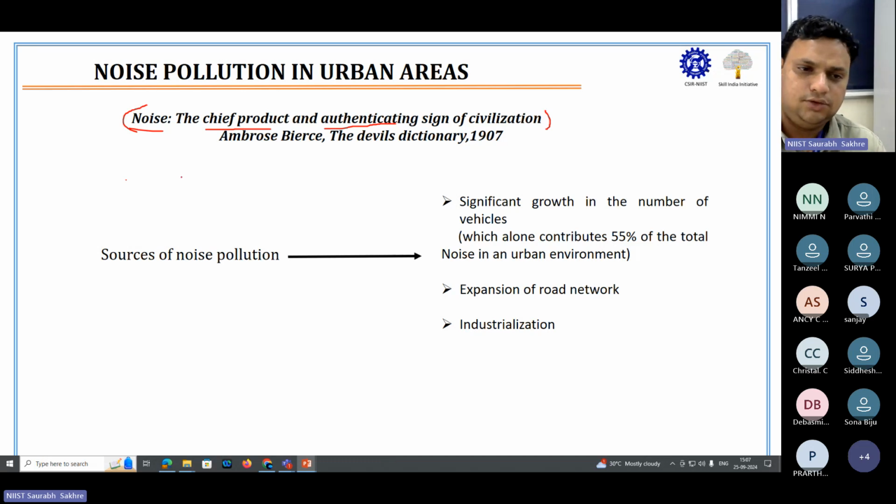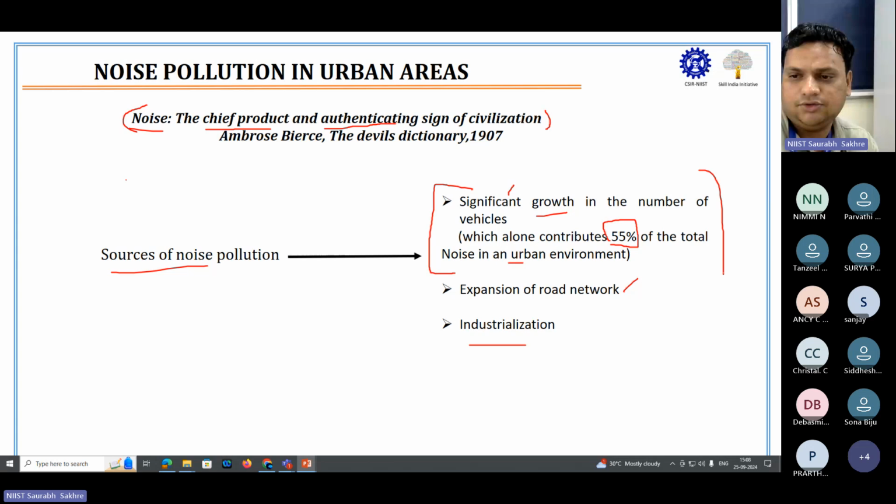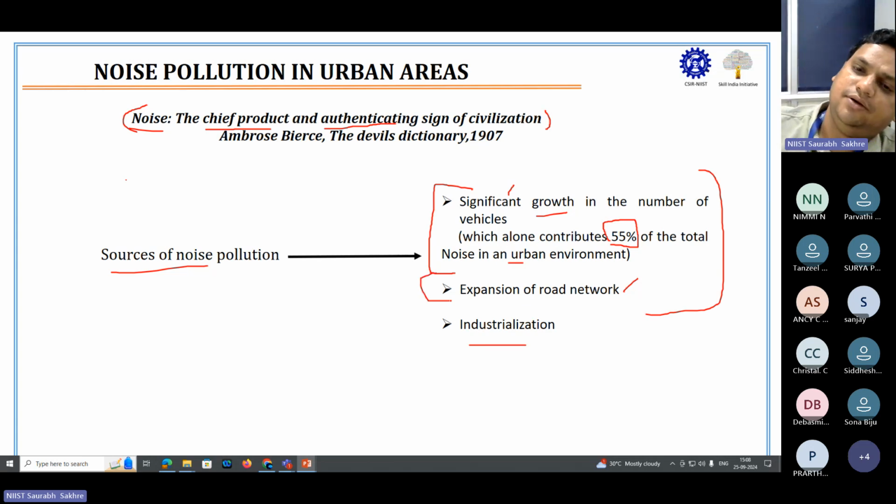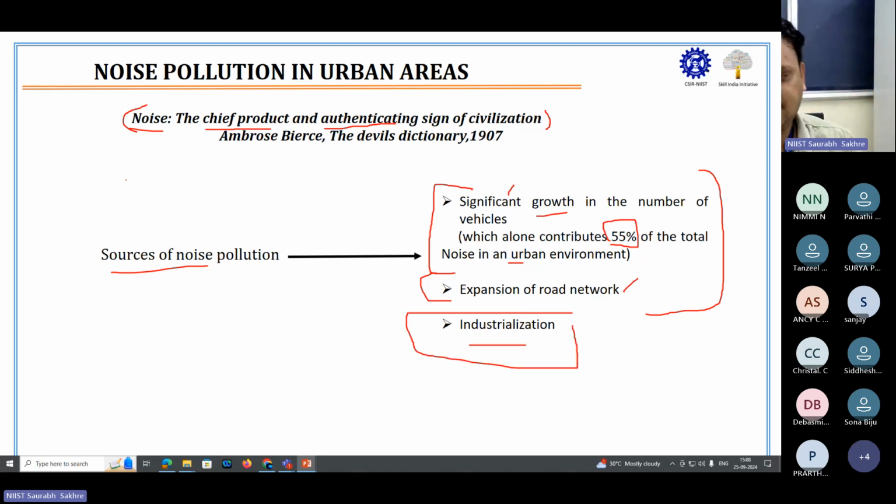Right, that's one point. But at the same time, it has adverse impact also, and that's what we need to address. So if you see what the sources of noise pollution are, first is of course the urban environment, specifically traffic growth. There is a significant growth in the number of vehicles, which alone contributes 50% of the total noise in the urban environment. And expansion of the road network, if the road network expands, this also expands, and industrialization. So most of the noise will be from traffic and roads only. That's why any ambient noise will be on the road. But when you are doing EIA, mostly you will be doing it for industry. So at that time you have to carry out noise assessment for industrialization. That also you have to keep in mind.